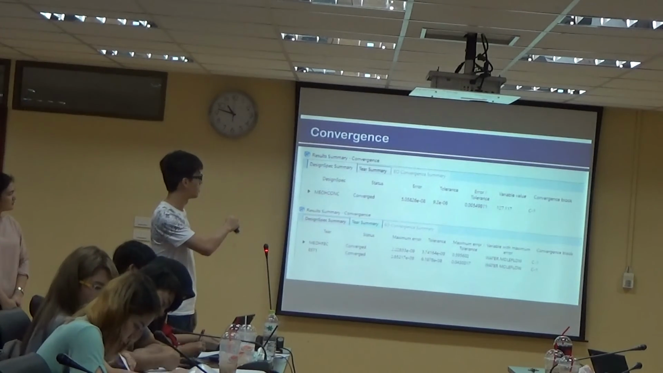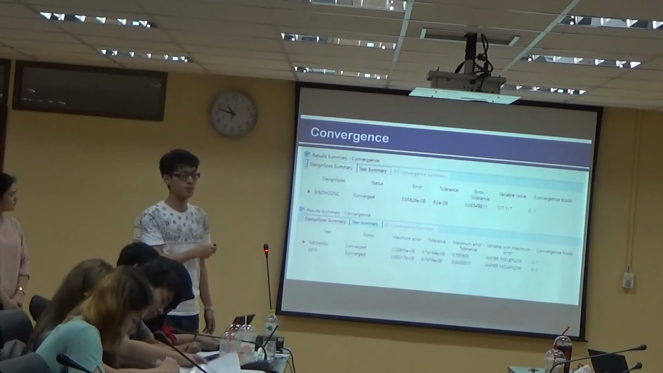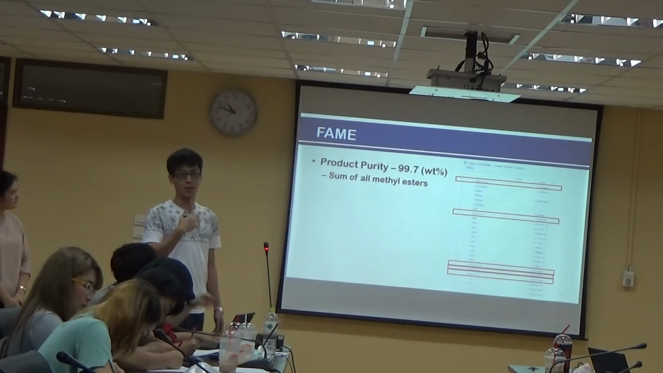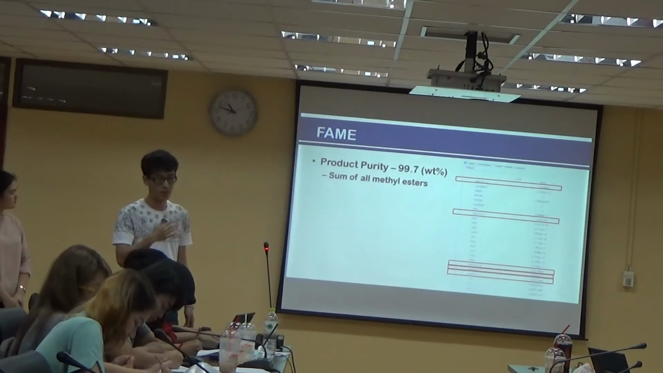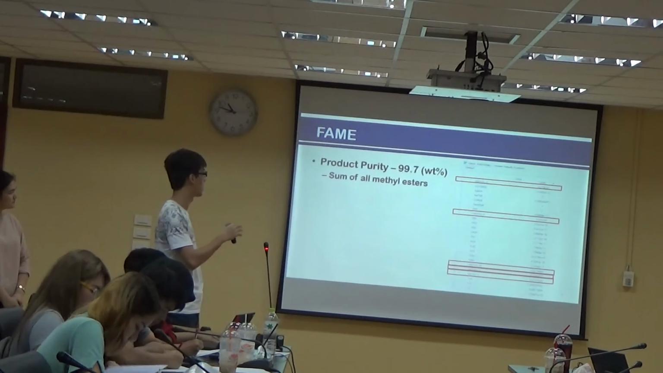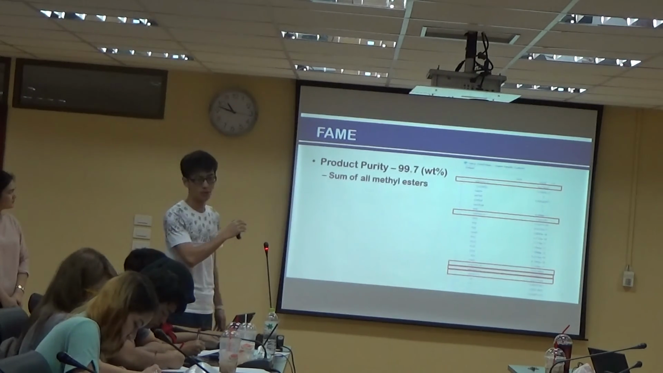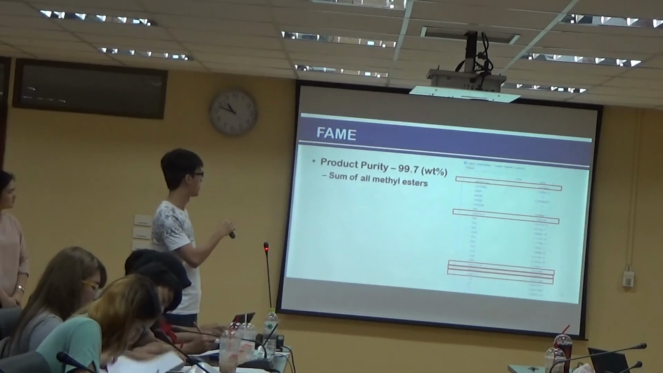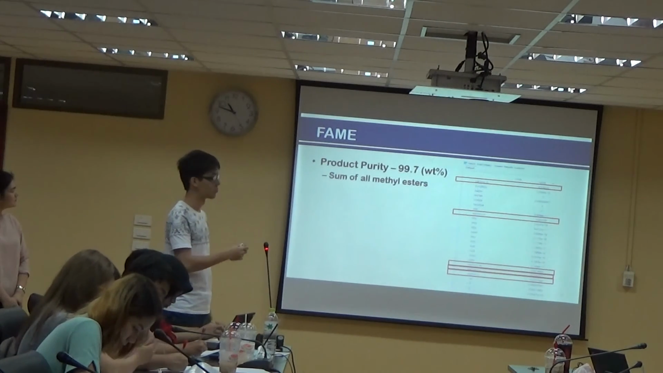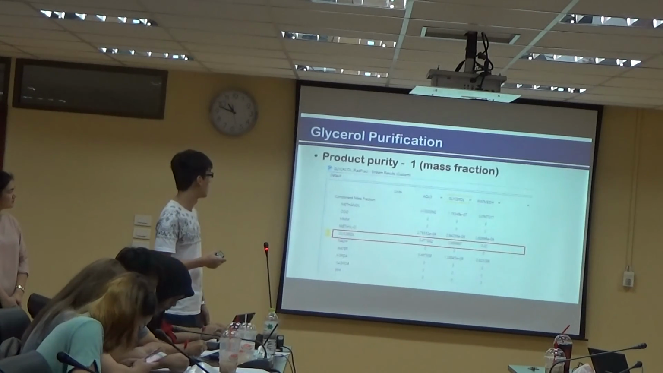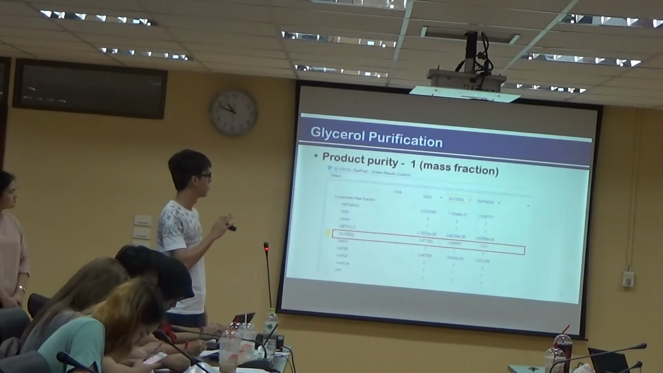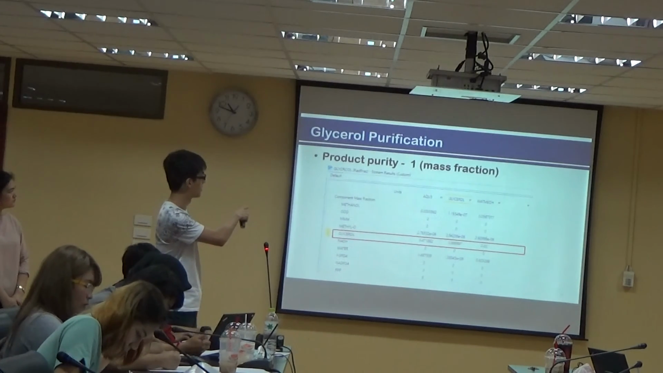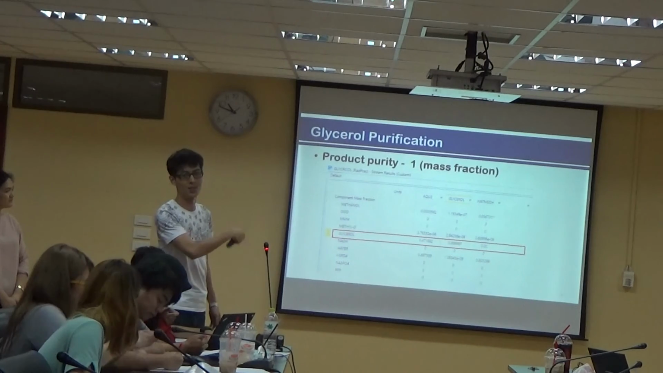And for the convergence, you can also obtain it from the Aspen process. And for the FAME, according to the Aspen, with the setting we have, we can have a product of 99% by weight. And the value comes from the summary of all the material streams. And for the glycerol purification, we get it from the mass fractions. As you can see from the table, it's 0.999999, so it's just about one.